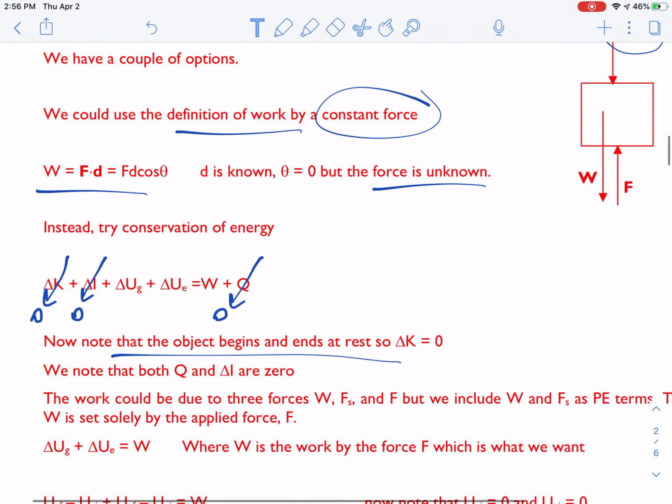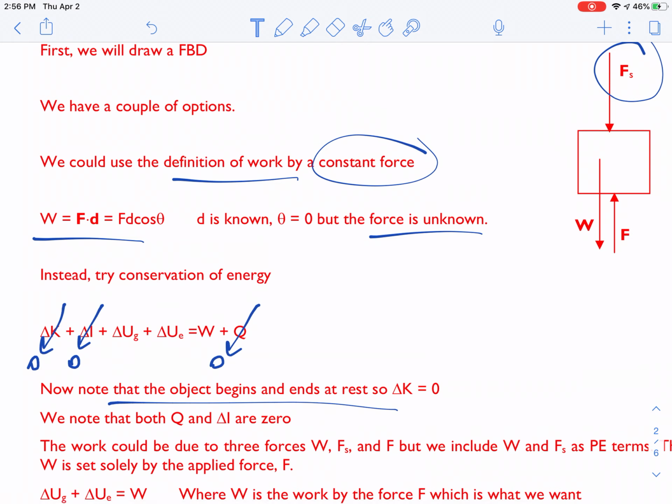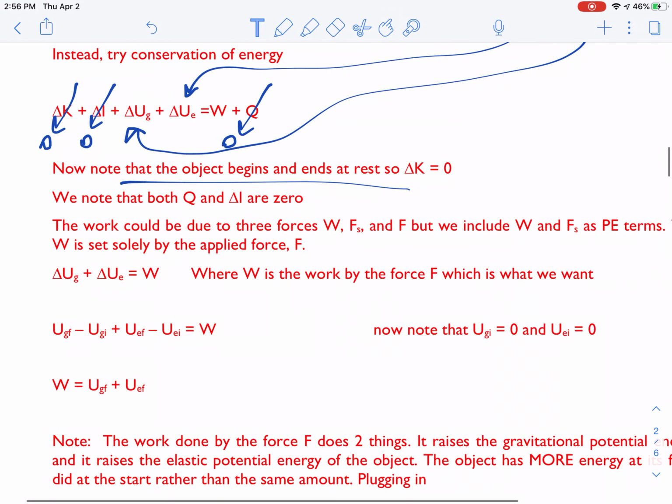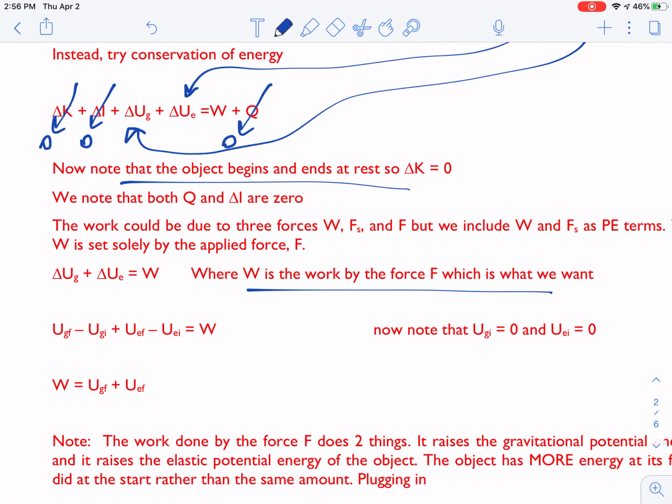For the work term, we are going to look into the forces we have in the free body diagram, and spring force is already accounted for in the elastic potential energy. So instead of writing work done by the spring force, we choose to keep the change in elastic potential energy. Weight force is also accounted for in the change in gravitational potential. Okay, so those terms are going to go to 0. That means the only work term we have is the work done by the external force F.